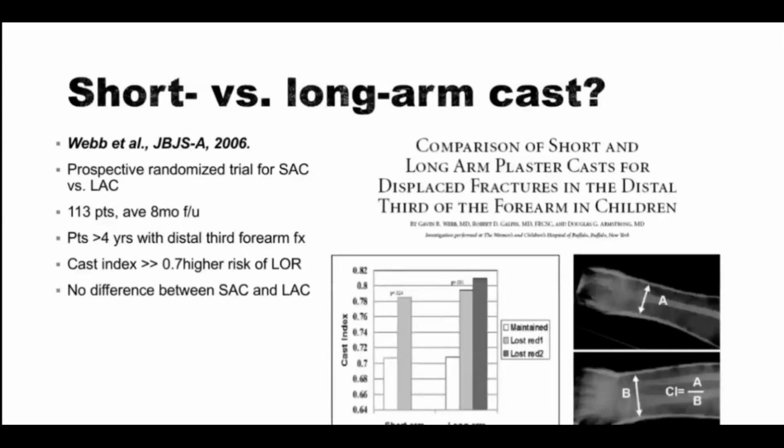Okay. And then short versus long arm casts. This is for distal third in the forearm. This is, I think, just something good to have in your back pocket, so you can maybe speak at fracture conference if you're getting called on, and that you have a good cast index. There's no difference between short arm and long arm casts.